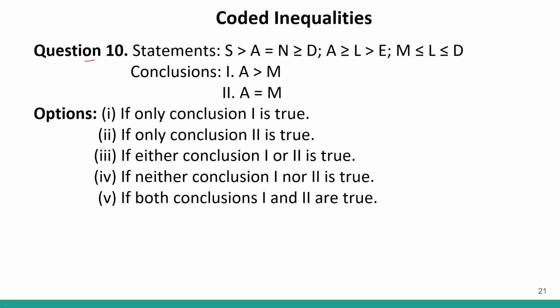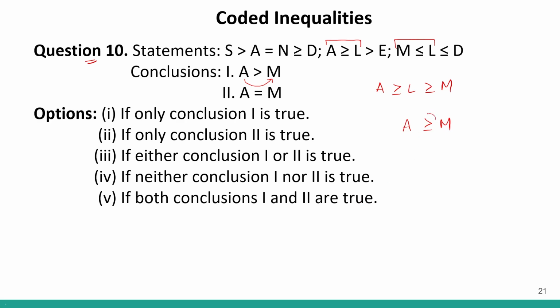Now, let us look at question number 10. Statement is given, conclusions are given. We have to identify which conclusions follow. So, A is greater than M. That means we have to move from A to M. Correct? Now, I can see the relation between A and L, and the relationship between L and M. So, A is greater than or equal to L and L is greater than or equal to M. So, based on this information, I can conclude A is greater than or equal to M.